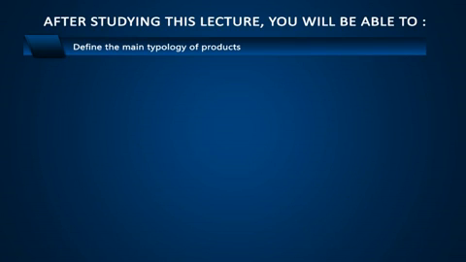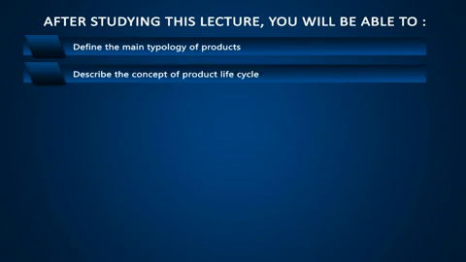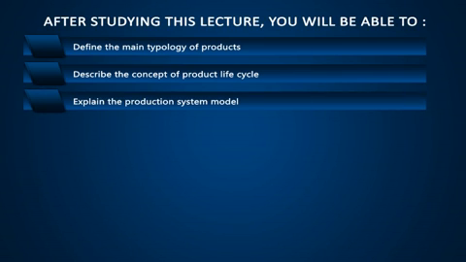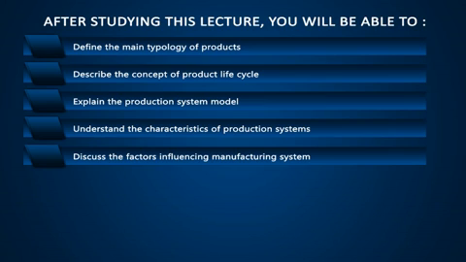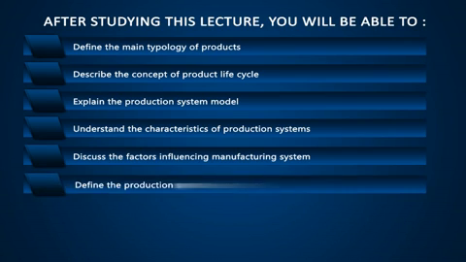Define the main topology of products. Describe the concept of product life cycle. Explain the production system model. Understand the characteristics of production systems. Discuss the factors influencing manufacturing system. Define the production system design.